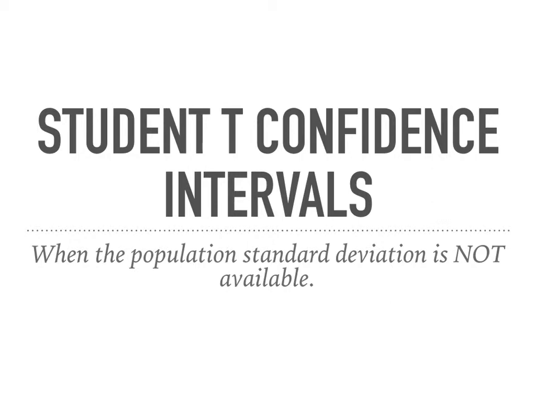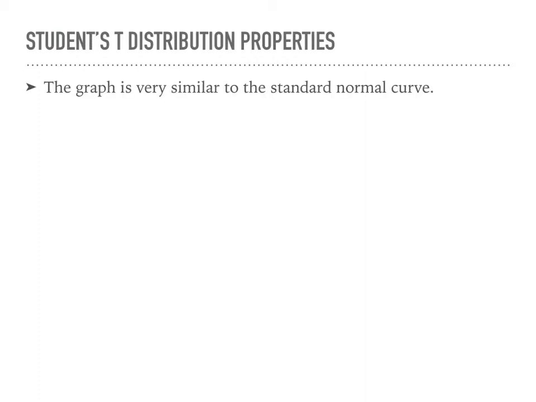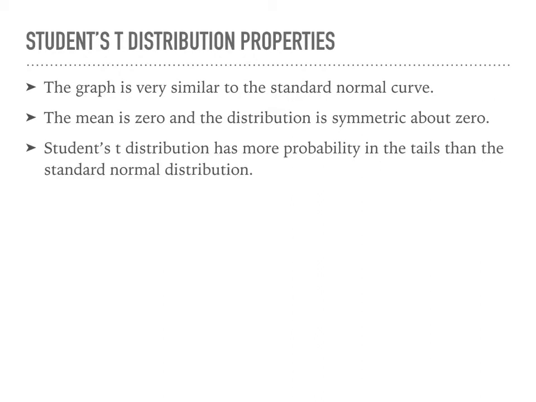Now let's talk about doing confidence intervals with the student t distribution. Remember, we are going to use the student t distribution when the population standard deviation is not available. So let's talk about the student t distribution and some of its properties. To begin with, the graph is very similar to the standard normal curve. The mean is 0 and the distribution is symmetric about 0. The student's t distribution has more probability in the tail area than the standard normal distribution.